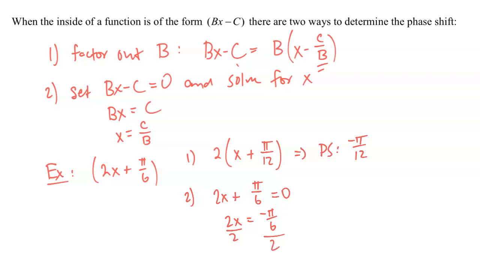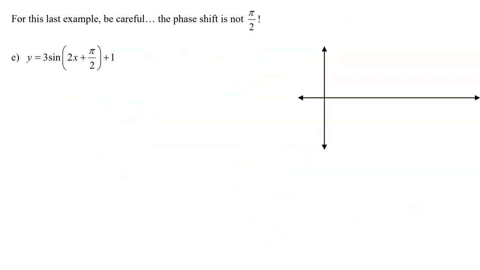Divide both sides by 2, and so x is going to equal negative pi over 6. Dividing by 2 is the same thing as multiplying by a half, and so you end up getting the same phase shift right there. So your choice, you can either factor out the b, or set bx minus c equal to 0 and solve for x. Either way, we need to be able to get that phase shift so that we know where to start graphing on the x-axis. Okay, so one last example, but be careful.